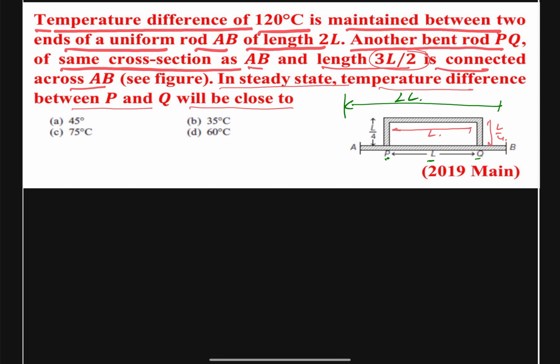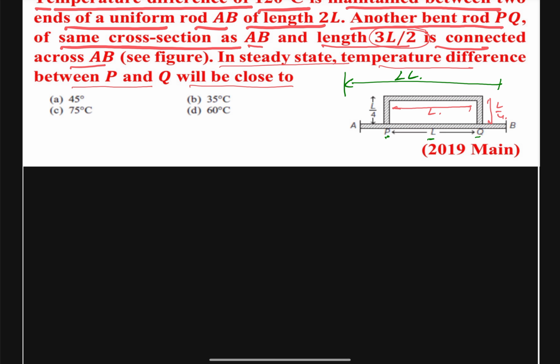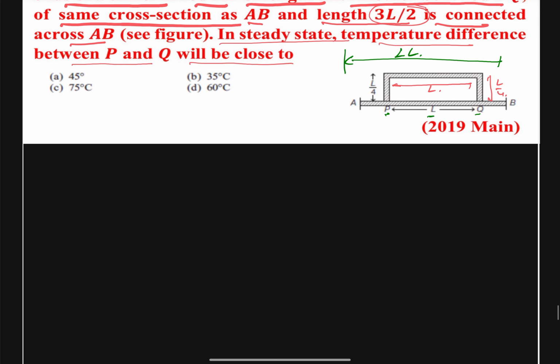And in this case, we are going to draw an analogy between the resistance and the length. So the length we can directly convert into a resistance. For that, we use the standard formula: resistance is equal to rho L upon A. It is given that all these cross-sectional areas are equal. Therefore, our resistance is directly proportional to our length.